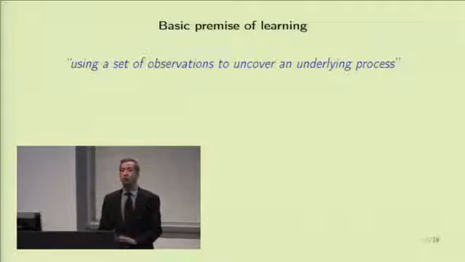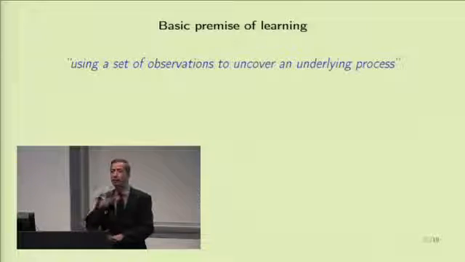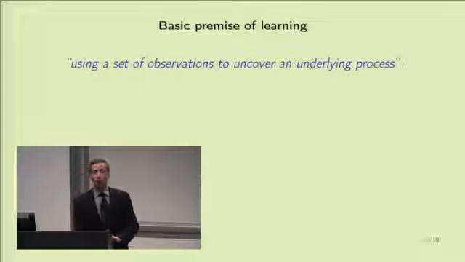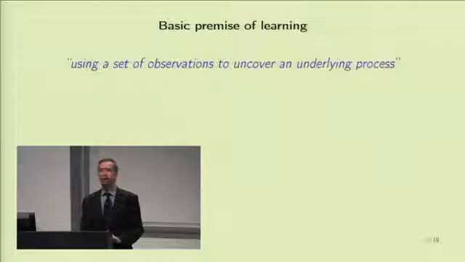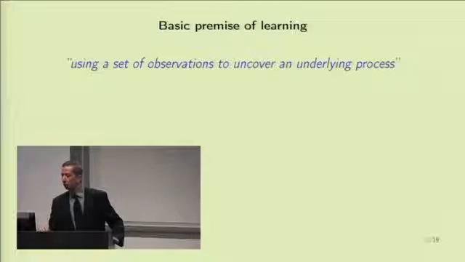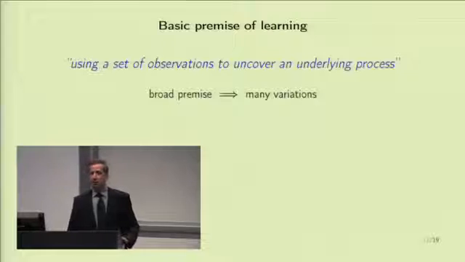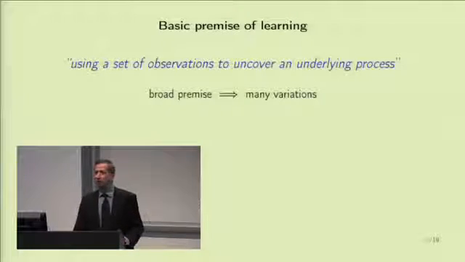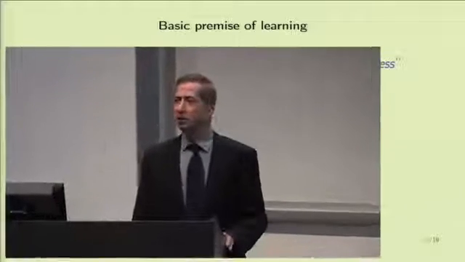This is the premise that is common between any problem that you would consider learning. You use a set of observations, what we call data, to uncover an underlying process. In our case, the target function. Now, you can see that this is a very broad premise. And therefore, you can see that people have rediscovered that over and over in so many disciplines. Can you think of a discipline other than machine learning that uses that as its exclusive premise?